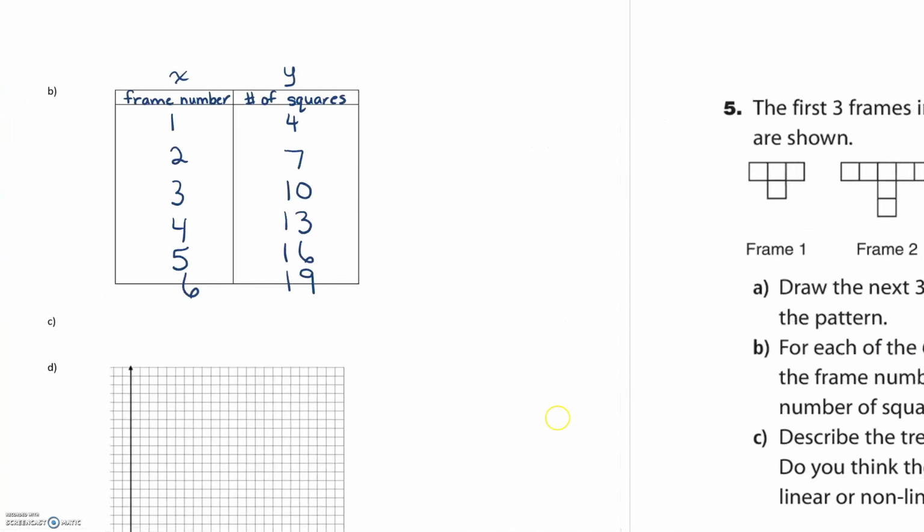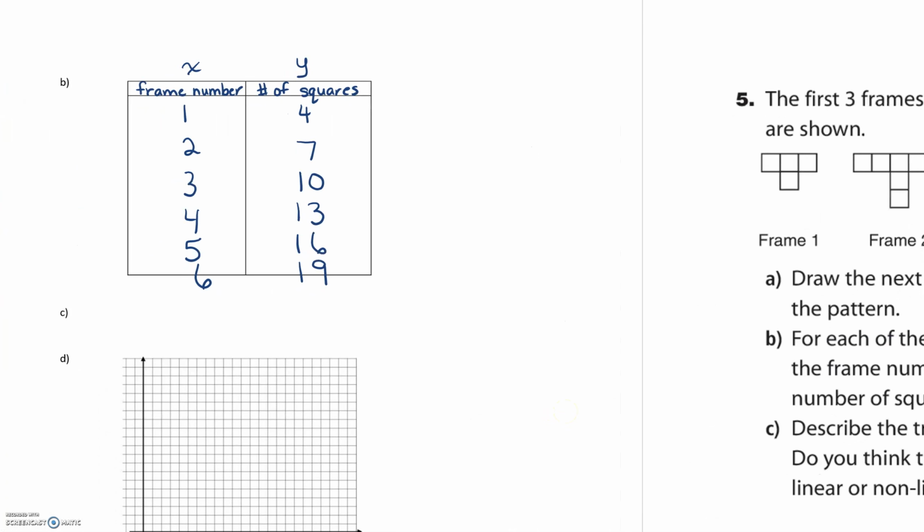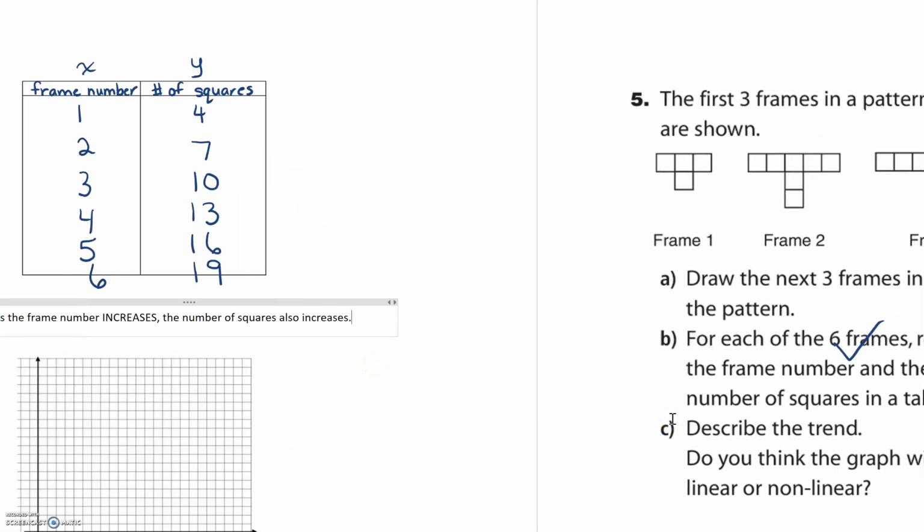Describe the trend. So again, the trend is words that you're going to use. You're not going to tell me that it increases by 3 every time. This is not the time to do that. But the trend is using those keywords and telling me that as the frame number increases, the number of squares also increases. Okay, so that's what we want for the trend. I don't want anything else. You can just say that as the frame number increases, the number of squares also increases.